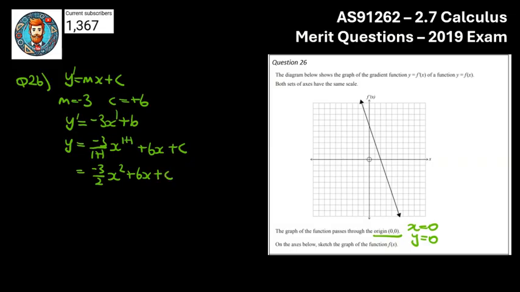We now need to figure out that constant, and that's where this origin, y equals 0, x equals 0 stuff comes into play. At this point, we can figure out c. We knew that y is equal to 0, so 0 equals -3 over 2 times x, which is 0, so 0 squared, plus 6 times 0 plus c. Simply put, all of that is going to cancel. So c is equal to 0, which means y is equal to -3 over 2 x squared plus 6x. Now that I've got that, I've got the actual function.